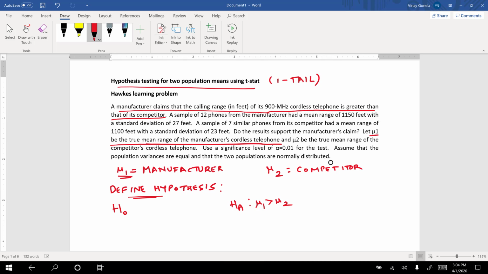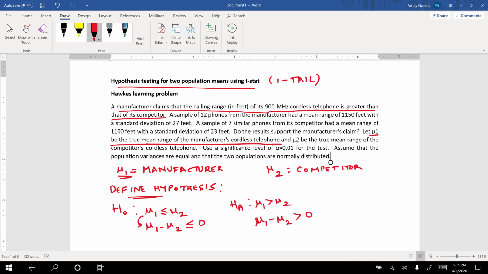The other way of writing this is mu1 minus mu2 is greater than 0. So the null hypothesis will be the opposite of this, which will be mu1 less than or equal to mu2. That means mu1 minus mu2 is less than or equal to 0. So we can write this expression like this.